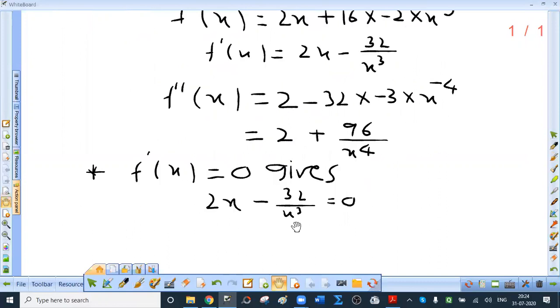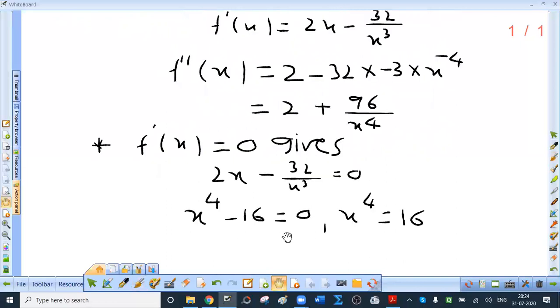So multiply throughout by x cube. So I will directly write x raised to 4 minus 16 equal to 0. So x raised to 4 equal to 16. Okay. So I can directly say x equal to plus minus 2. So x equal to what? Plus or minus 2. Now consider these values one by one.